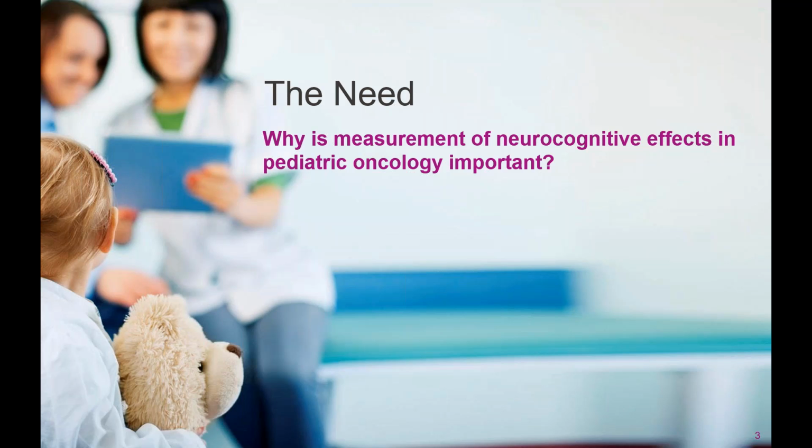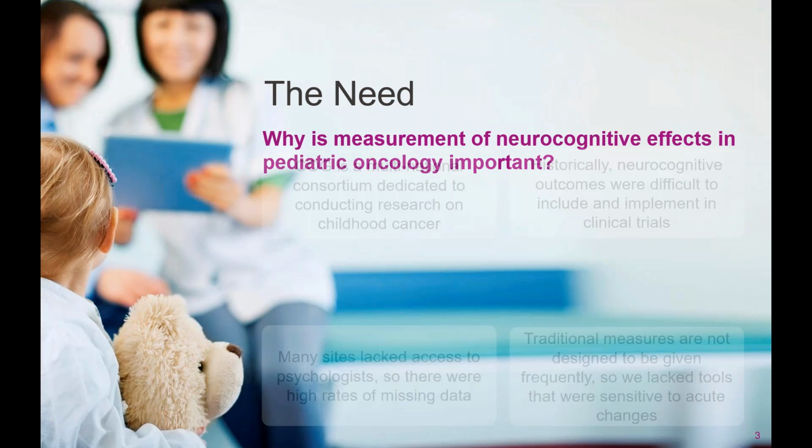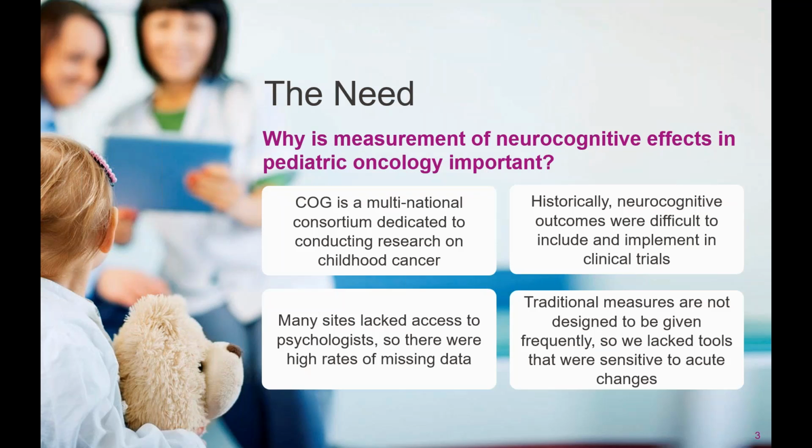Christy, are you able to speak to the rationale that the Children's Oncology Group had in terms of measuring cognition in some of your trials? Definitely. So if you're not familiar with the Children's Oncology Group, it is a multinational consortium whose primary mission is to evaluate pediatric cancer treatments in the context of a group of about 230 institutions in Canada, the United States, Australia, New Zealand, and some other countries in Europe and the Middle East.